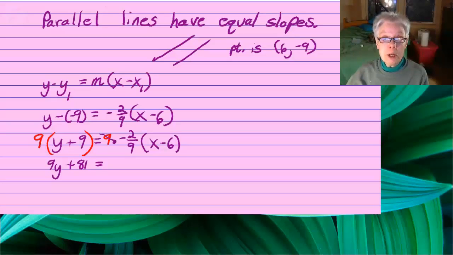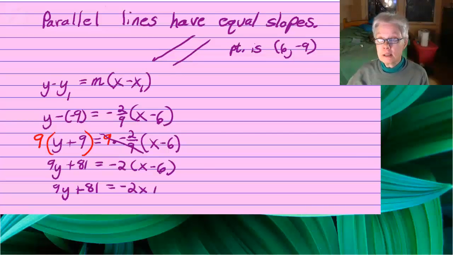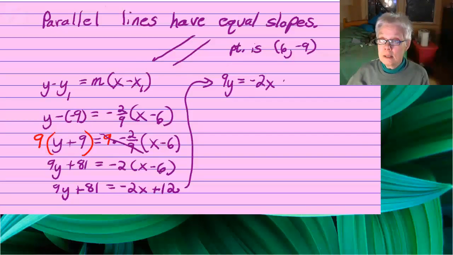Now, I'll distribute on the left, 9y plus 81. I'll cancel on the right, and that will give me negative 2 times x minus 6. Which will give me 9y plus 81 equals negative 2x plus 12. Remember, negative times negative is positive. So 9y equals negative 2x plus 12 minus 81.